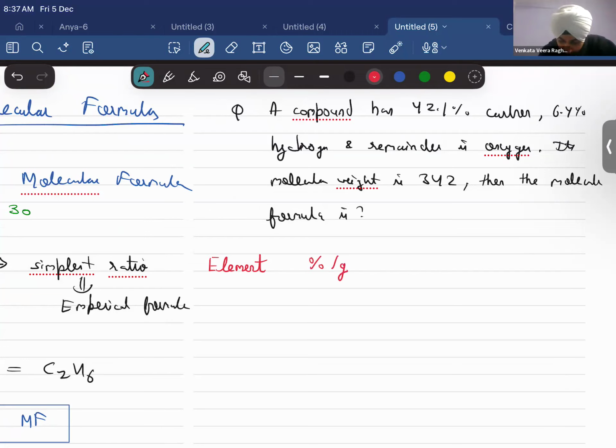Then take the percentage or gram, whatever is given to you, and divide it by the atomic weight of that element. You will get some value here. Then you have to take a simple ratio of these values, and it's done for us. Let us do it.